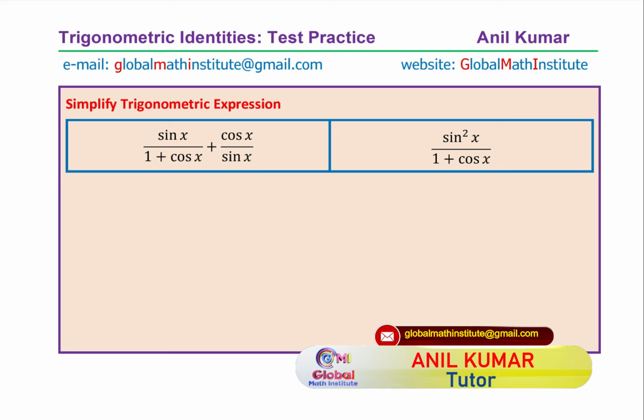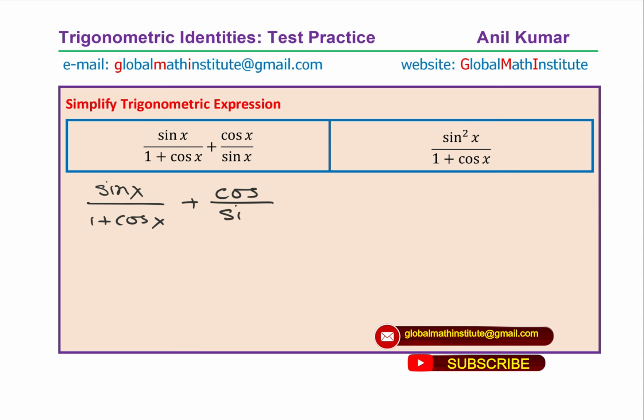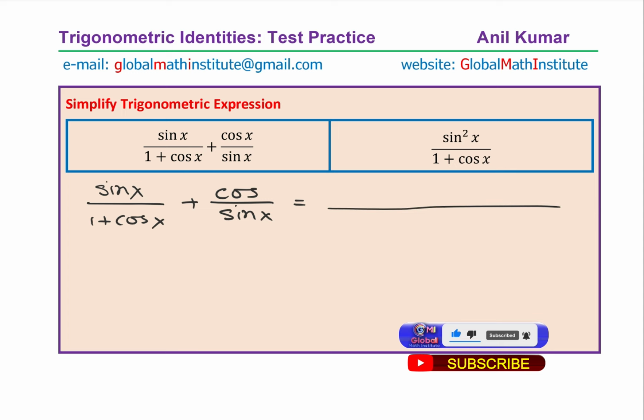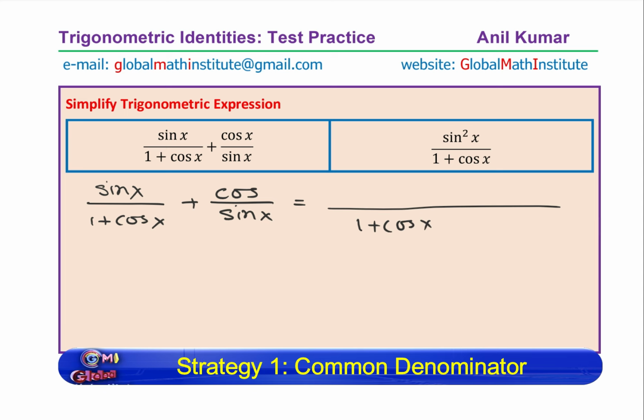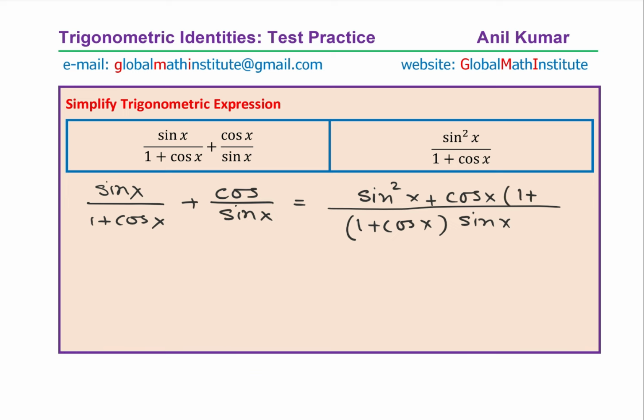We are given sin x over 1 plus cos x, plus cos x over sin x. Now to simplify this, we can take the common denominator, right? So if we take common denominator, what do we get? We get 1 plus cos x times sin x, correct? And in the numerator, we'll get sin x times sin x, which is sin square x, plus cos x times 1 plus cos x, correct?